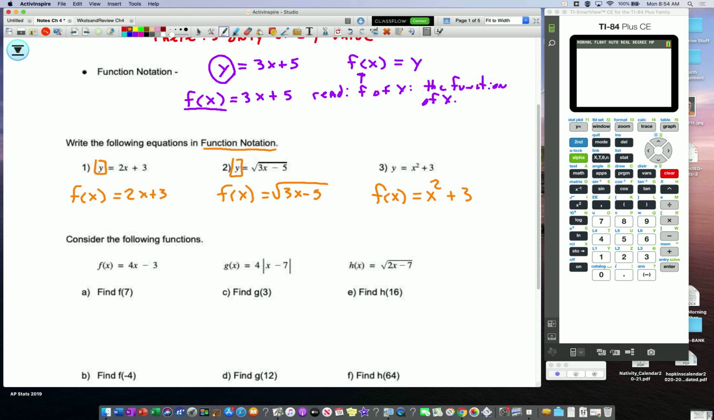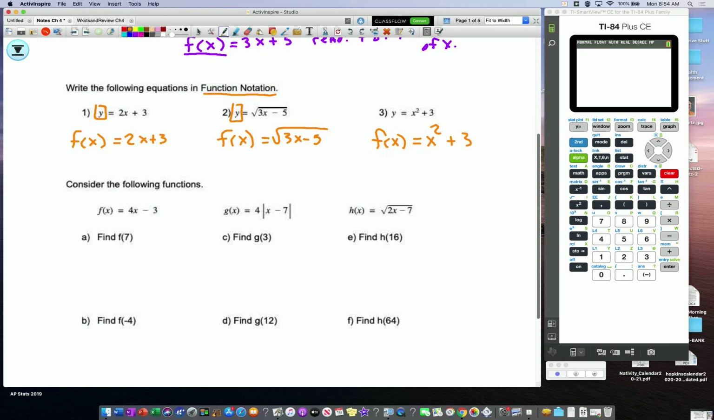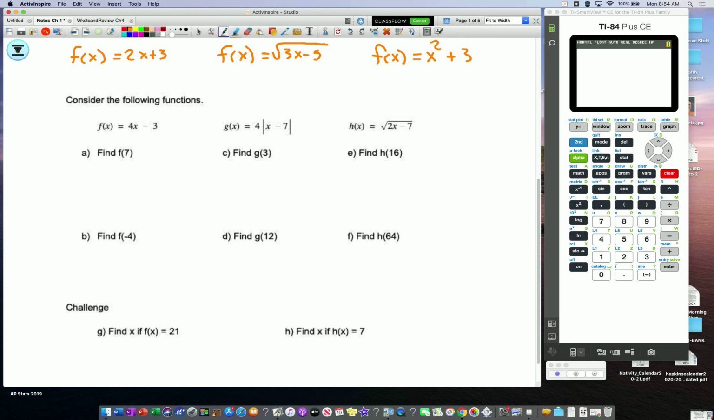Now you might be asking yourself, why in the world do we use this notation? What's nice about the notation is you'll know not only your x value, but your y value at the end when you solve. The second part of your lesson today is simplifying and solving these function equations. Notice how it says, consider the following functions. Here's the f of x, here's a g of x, and here's an h of x function.